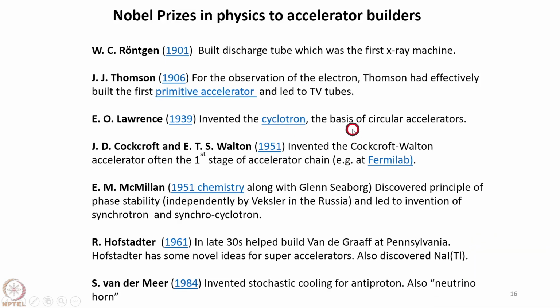This is a list of the Nobel Prizes just to show you that accelerator building is a very important part of physics experiments, nuclear and particle physics experiments. You realize that right from the discharge tube, which is also actually an accelerator, to Simon van der Meer, who invented stochastic cooling for making the proton-antiproton collider. So, these are the people who have got Nobel Prizes for various kinds of accelerators. This is the cyclotron, the Cockcroft-Walton machine, then the synchrotron, and so on.